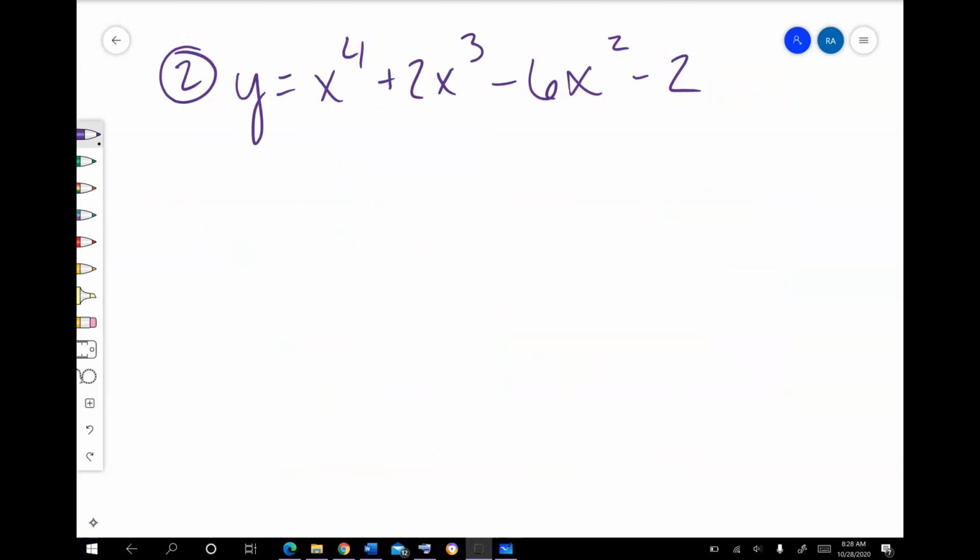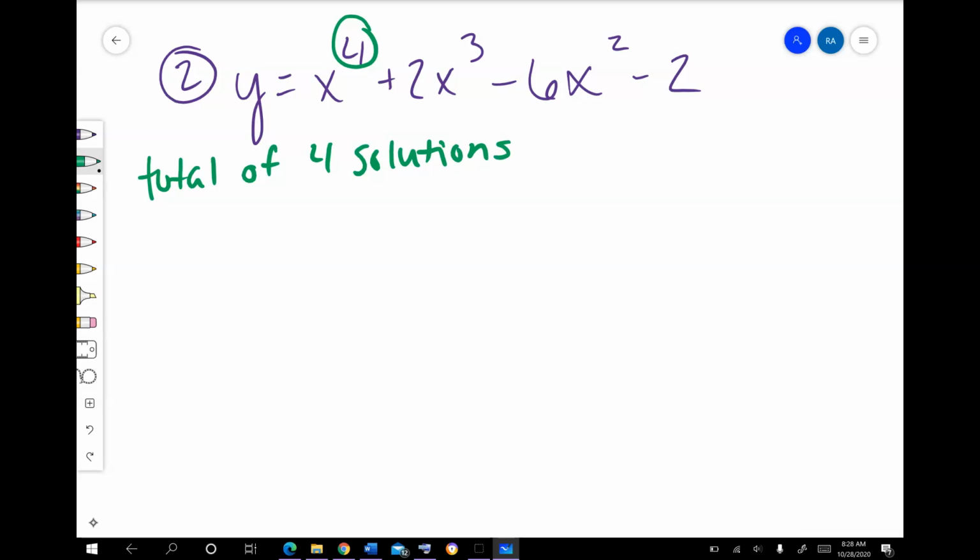All right, so I want to do the same thing here in number 2. I want to state all real zeros and then tell me if there are any complex imaginary solutions, okay? So first, we need to find the degree. So the degree of this function is 4. So that means I should have a total of 4 solutions, okay? And that includes the real, the complex. That is in total. That is all your solutions. So you should have no more than 4 solutions for this polynomial, okay?